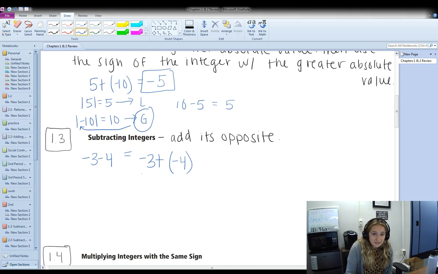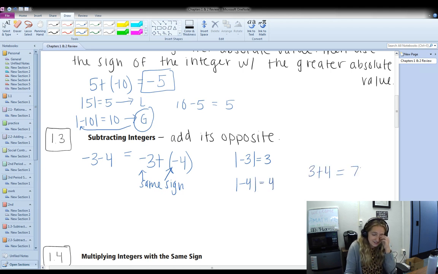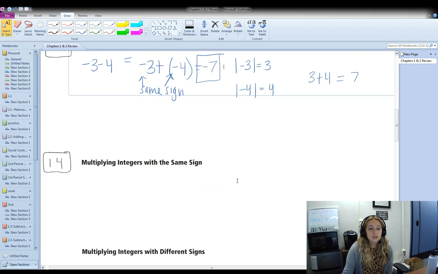Then you have the same signs, okay? So what you're going to do is follow the rule that we just did above of adding integers with the same signs. And what that rule is: take the absolute values of both, add them together, and then take the common sign, okay? And the common sign is negative. So that's going to be negative 7, and that's your answer. So that's pretty much all there is to subtracting integers.